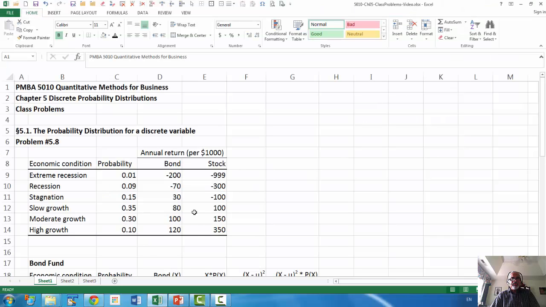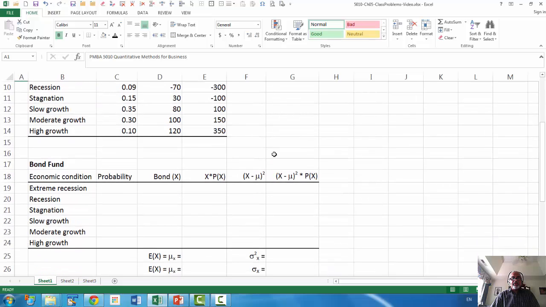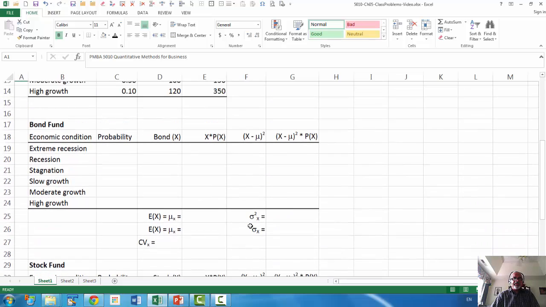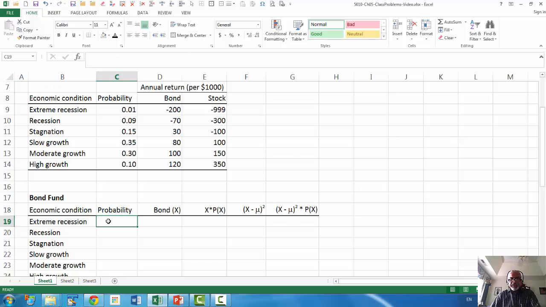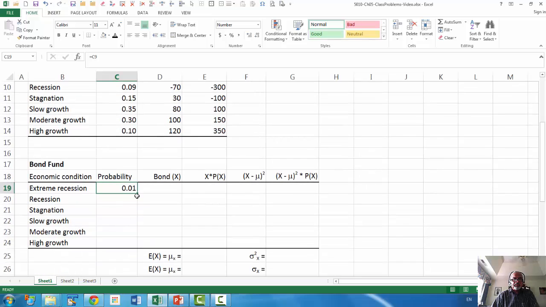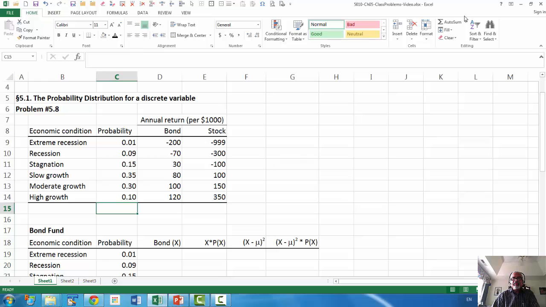So this is the given information from problem number 5.8, and we're going to compute the expected value of X, that's the bond fund, let's call that X, and the stock fund, we'll call that Y, and the expected value of Y, and the variance of X and variance of Y. So these are the possible outcomes of the future economic conditions, and these are the probabilities. Now we sum these probabilities here itself, and it is 1.